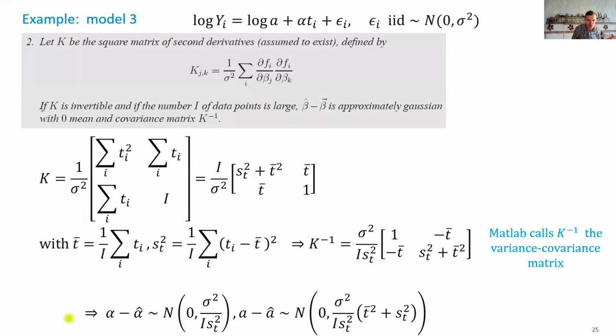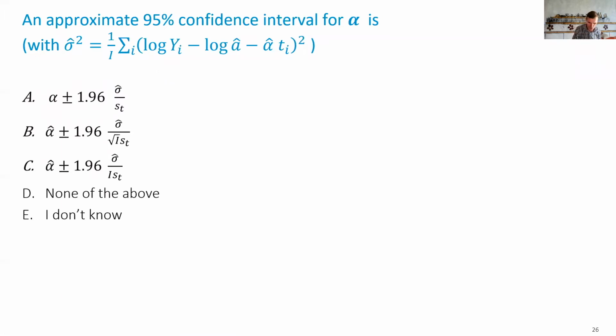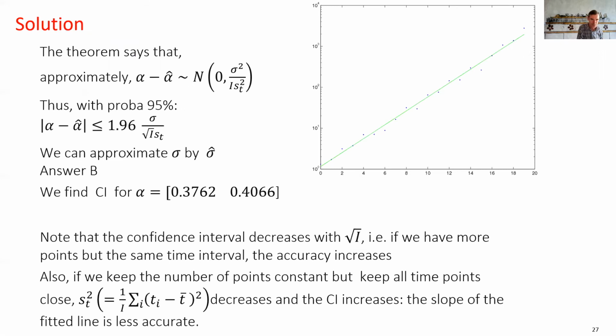Well, the solution is in the previous slide. We have here that alpha minus alpha bar, so again, alpha is unknown, alpha bar is our estimate of alpha, is approximately Gaussian with zero mean and this variance here. Well, that leads immediately to the formula: with probability 95%, we are within 1.96 times the standard deviation. The standard deviation is sigma divided by the square root of I st, which gives me a certain confidence interval. So that is how I could compute the confidence intervals for this model here.